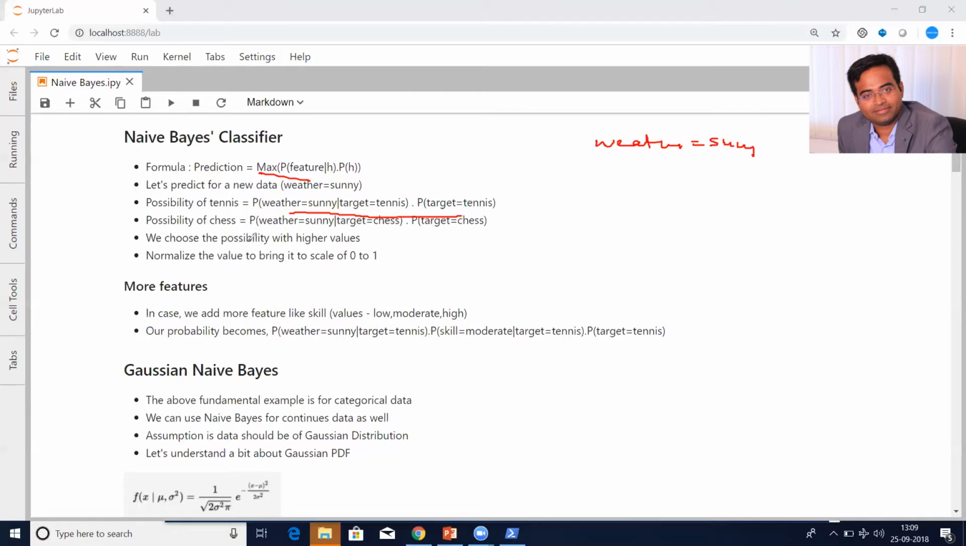Of course, this is only one feature here. Weather was the only feature. So in case you are adding one more feature, say skill.